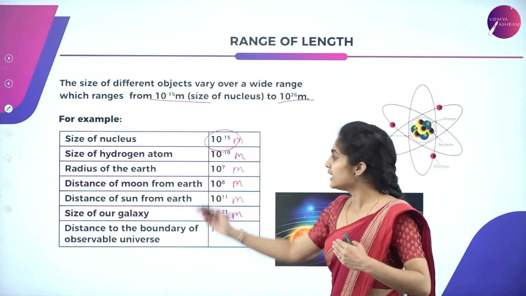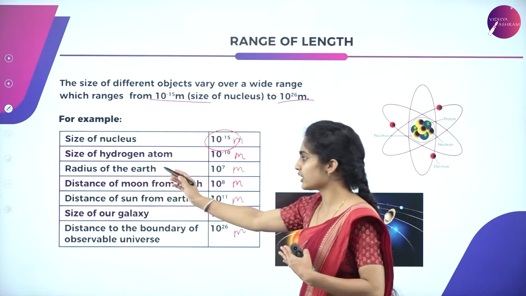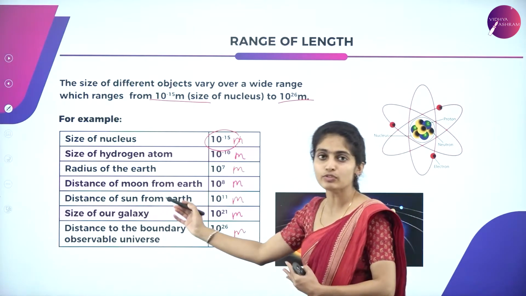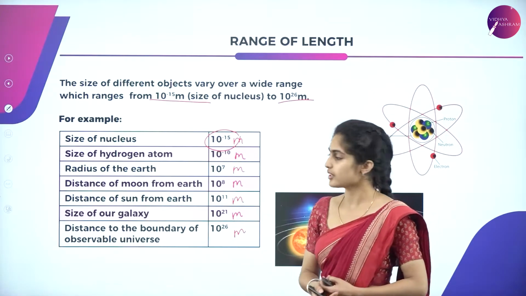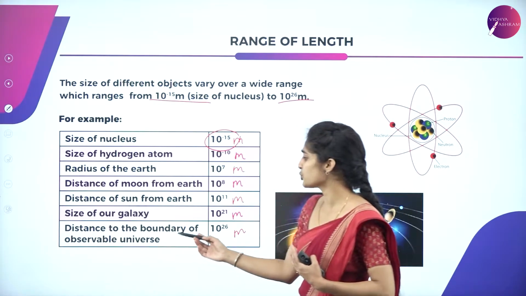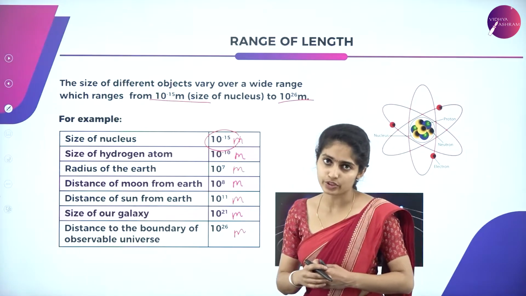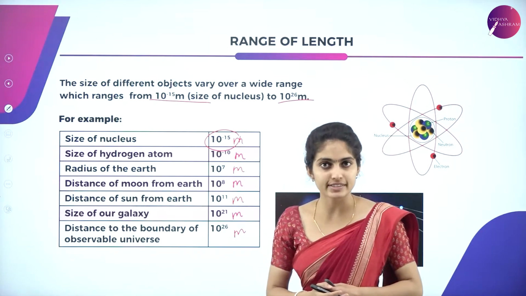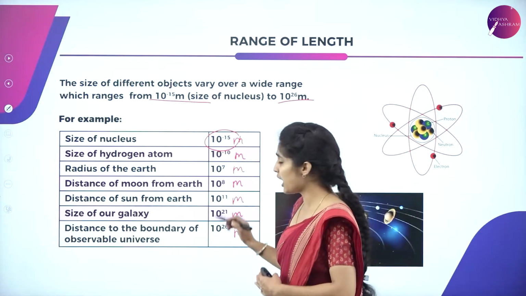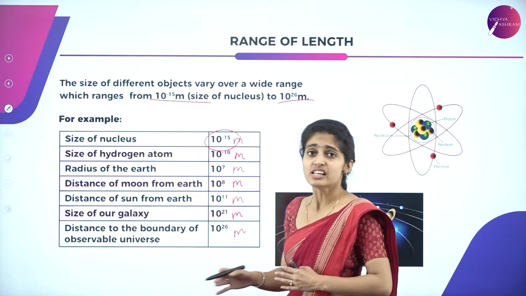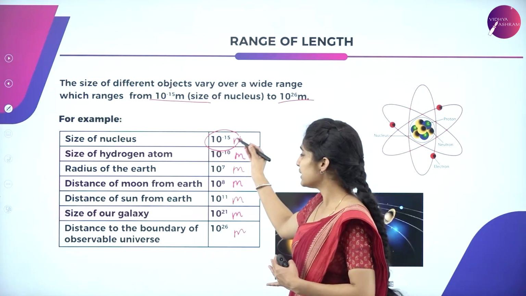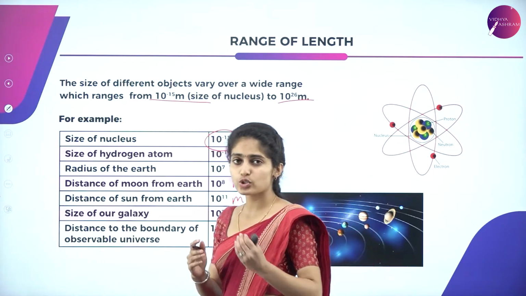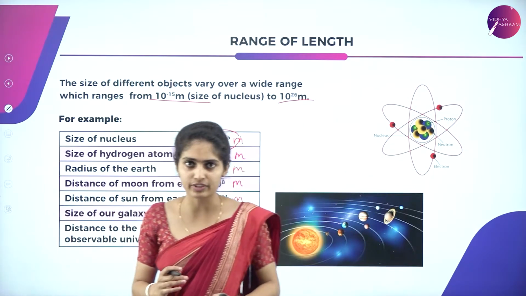It keeps on increasing. See, the radius of the earth, everything is given in the table which you can visualize here. So the distance to the boundary of the observable universe, that is at last, we have 10 raised to 26 meter. That is from the least to the highest range, in ascending order. So you can check. So what is this observable universe?